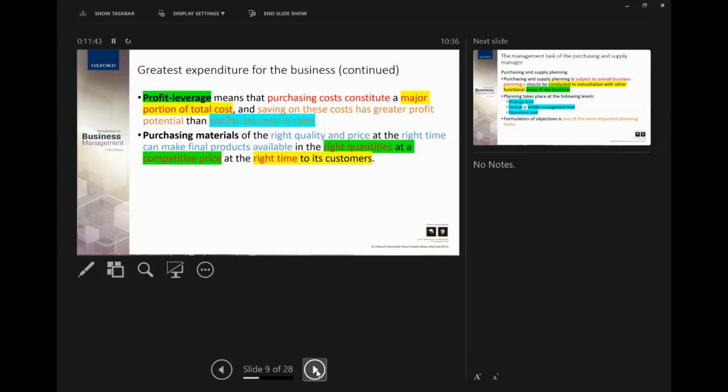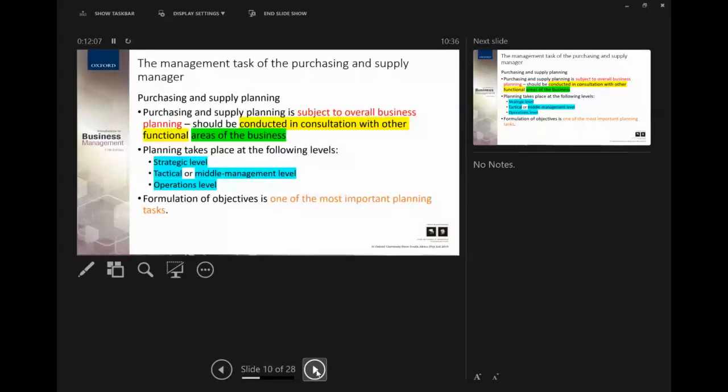Then, purchasing materials of the right quantity and price at the right time can make final products available in the right quantities at a competitive price at the right time for customers. Ultimately, I think a lot of us tend to disassociate purchasing and supply from customer satisfaction or servicing the customer, but they're very heavily intertwined, because without them we will not be able to deliver our final product, okay? So here I think they are really emphasizing that point.